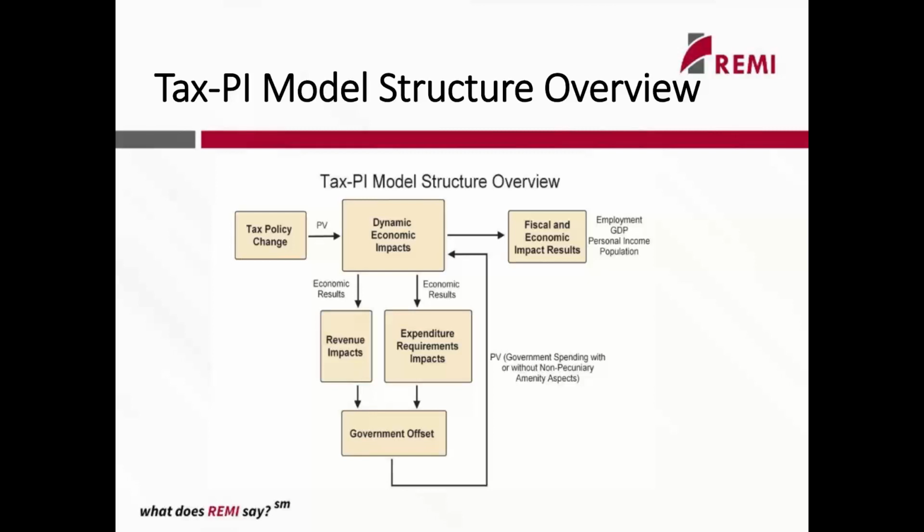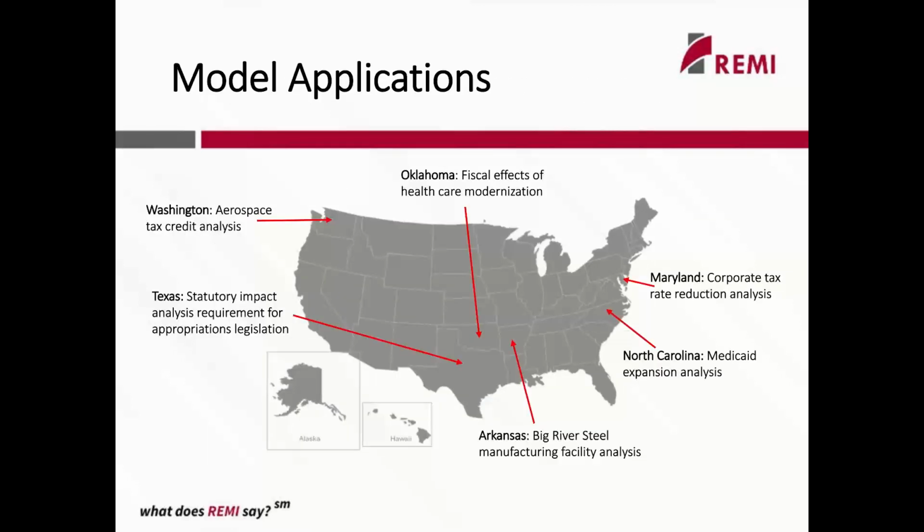And this is what I was expecting, the model applications across the country. The Remi model has been used in these studies by some of our clients: corporate tax rate reduction analysis, Medicaid expansion analysis in both North Carolina and Oklahoma. I think that was a modernization one, yeah. And then Texas, we looked at a statutory impact analysis requirement for appropriations legislation. Washington, we did aerospace tax credit analysis, and then Arkansas, Remi was used for an analysis of the Big River Steel manufacturing facility.